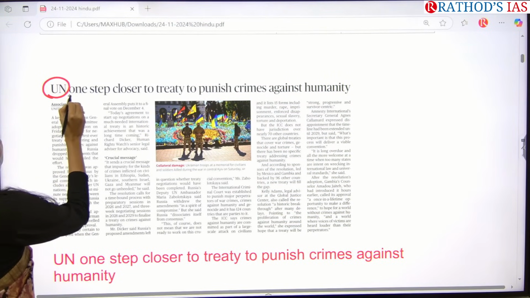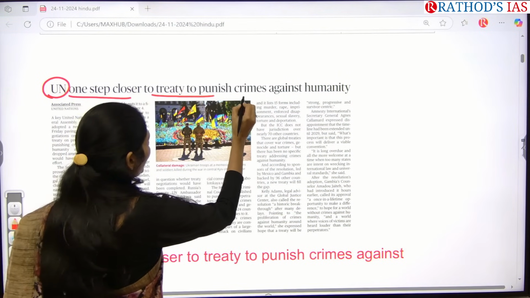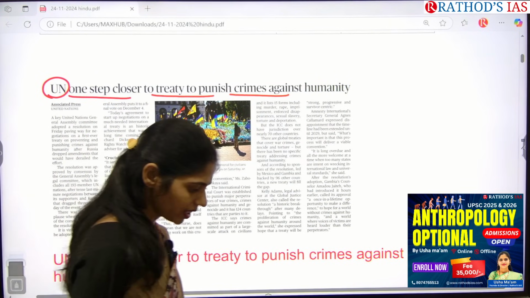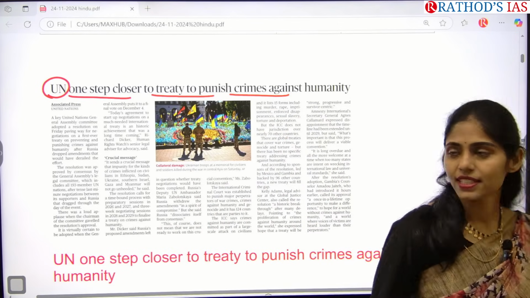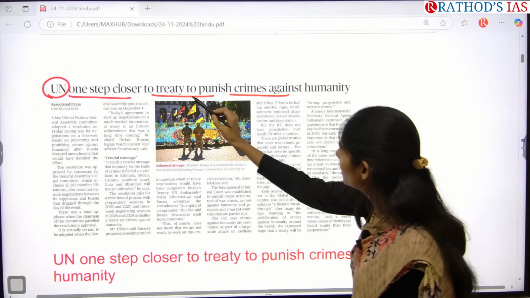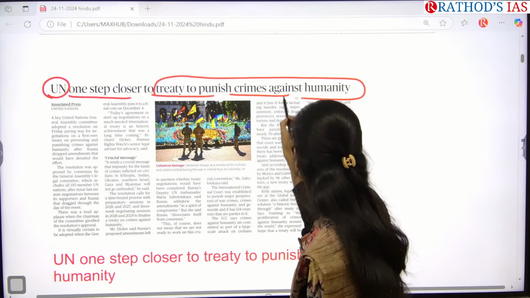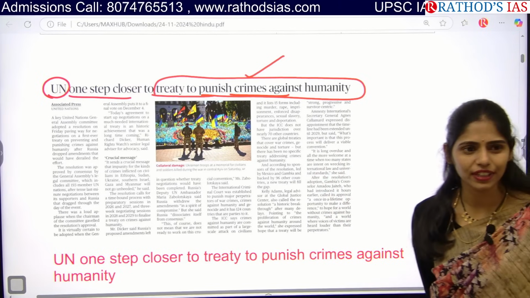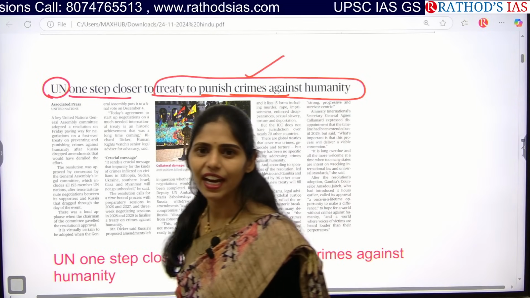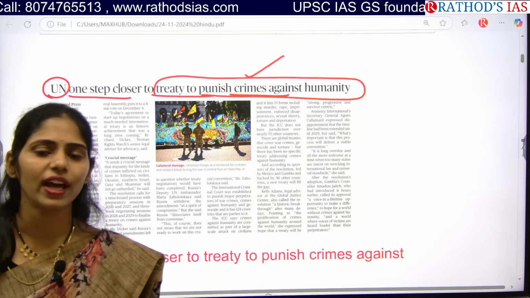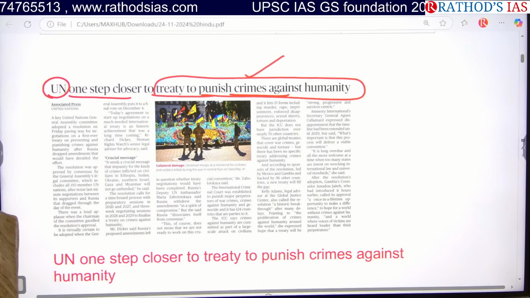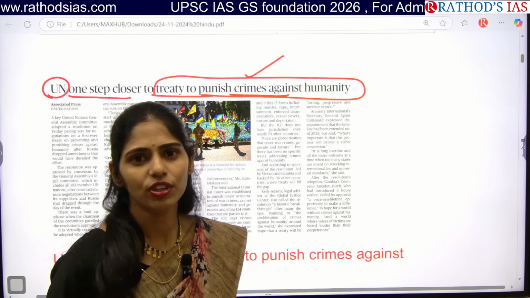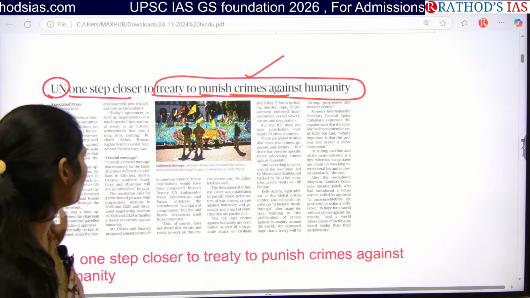United Nations, one step closer to treaty to punish crimes against humanity. So what is this article? First, it is about a treaty regarding punishing people who are committing crimes against humanity. Have you heard of any treaty of this kind regarding humanity? No. Till now, we don't have any treaty regarding punishing of crimes against humanity. So this is the first such treaty which came up by the United Nations. So it is very, very important.